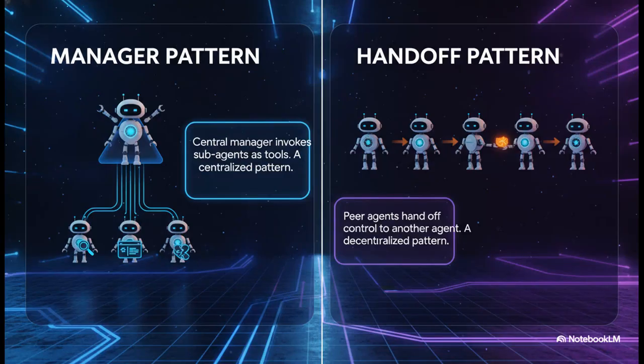Now, when you start using more than one agent, how do they actually work together? Well, there are two main ways to think about it. First is the manager pattern. This is kind of like a project manager who directs a bunch of specialists. It's all centralized. On the other hand, you have the handoff pattern. This is more like an assembly line, where one agent does its job and then passes the task to the next agent in line. It's a decentralized flow.